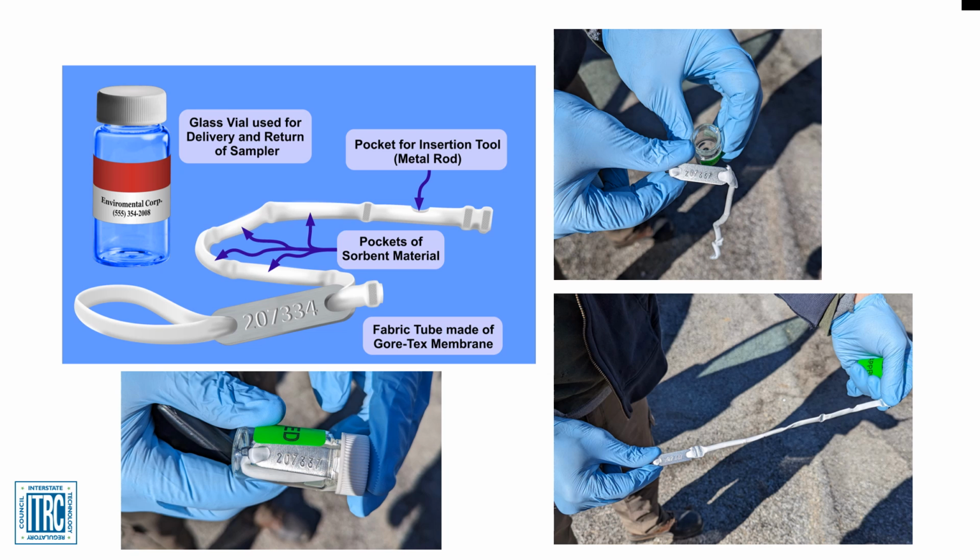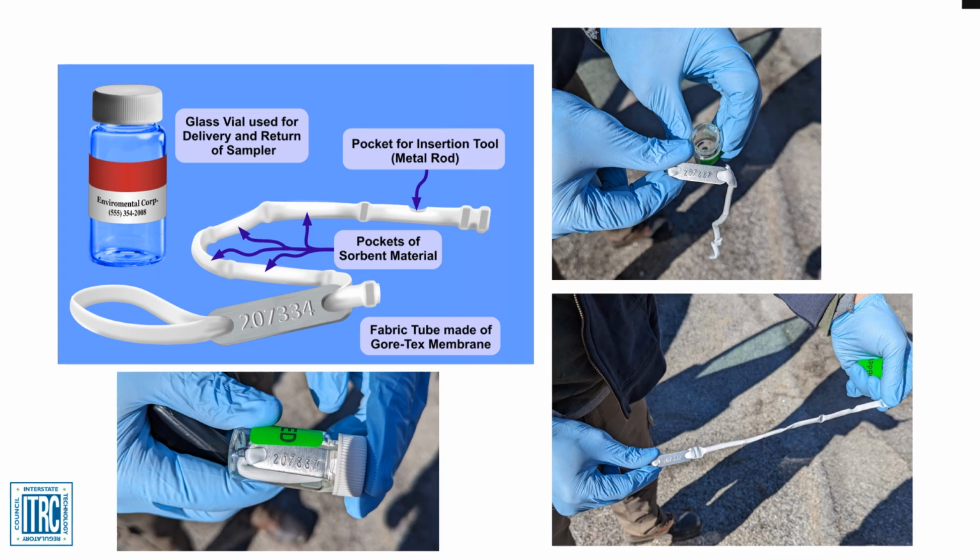The pockets contain a granular adsorbent material selected based on the specific target chemicals. Hydrophobic carbonaceous and polymeric resins are used for both volatile and semi-volatile organic compounds. However, the adsorbent material can be custom designed for other chemicals of interest. Each module comes from the manufacturer in a glass vial with an aluminum tag attached for sampler tracking.